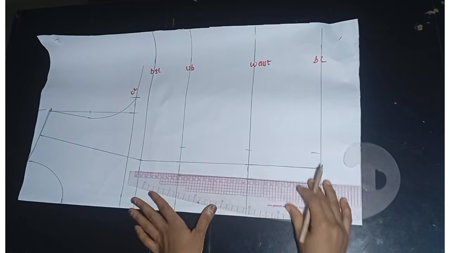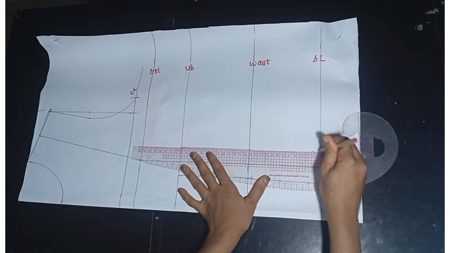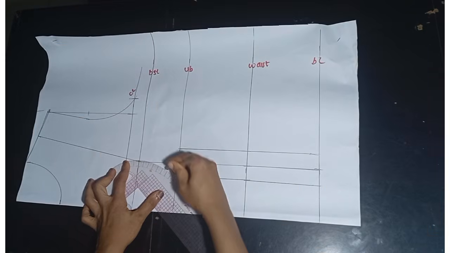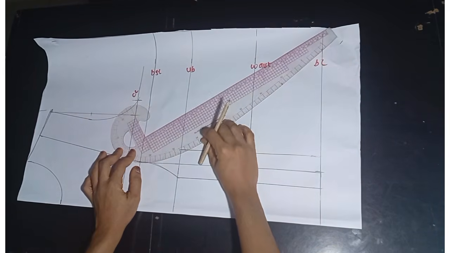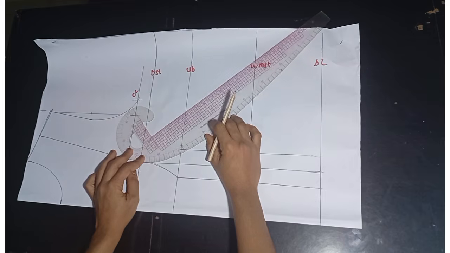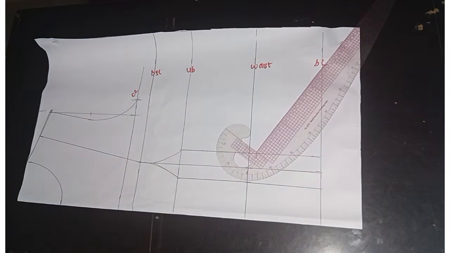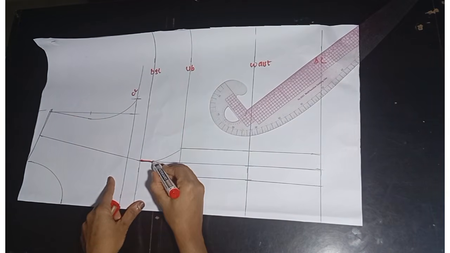After this, I'll go ahead and connect, and also connect at the other side of my pattern. Now this is what I have. I'll place my ruler from the under bust and connect to the bust, then connect at the other side of my pattern also. Now after I'm done connecting at this point, the next step I'll take is to outline my pattern.